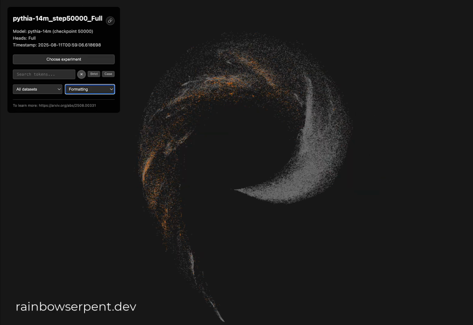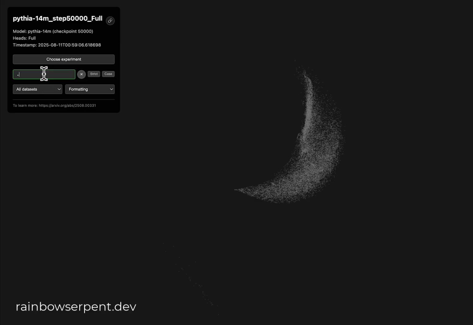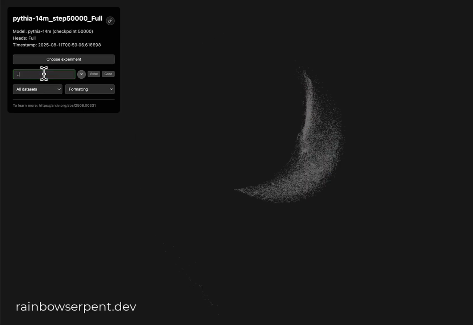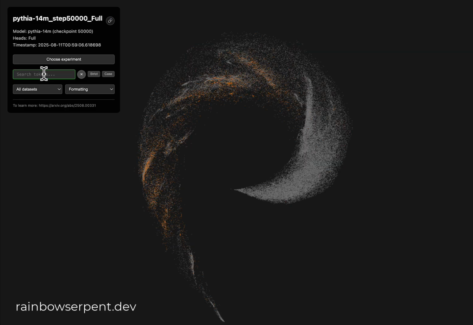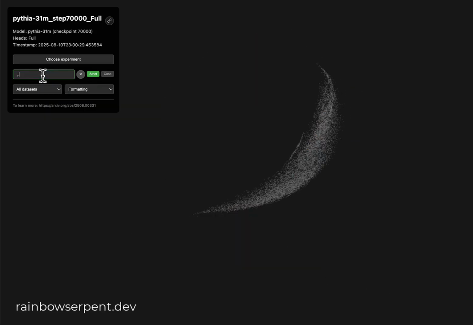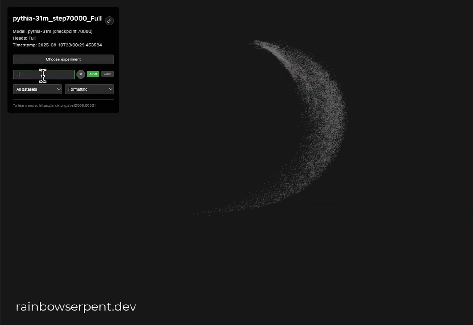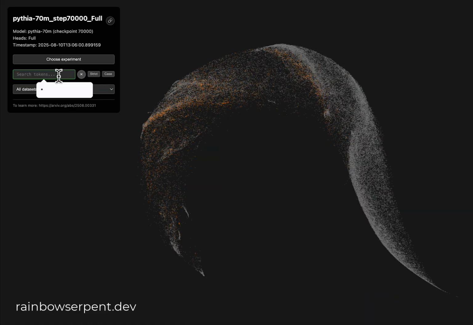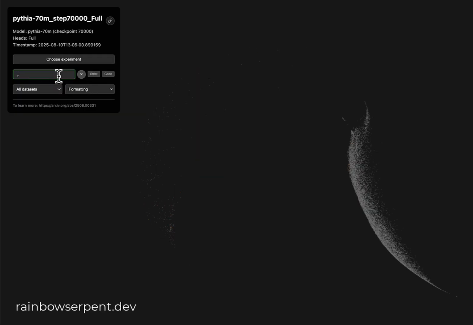Okay, so let's look at the smaller model. This is 14 million, and I'm going to look first at full stops and then switch it over to commas. You'll see that they are distinguishable, but they're in a very similar part of the UMAP body. Whereas if I go up to the 31 million parameter model, you can see that the full stops are starting to migrate towards the other end of the UMAP, and this migration is more pronounced in the 70 million parameter model.